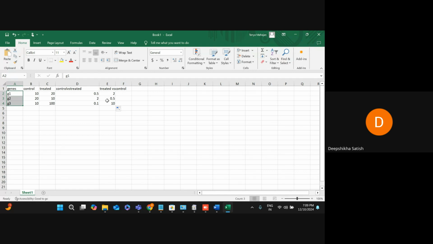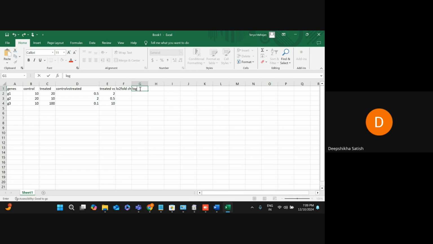But what if you are having 1,000 genes or maybe more than that? It's a very tedious task to do manually, right? And you cannot tell by looking at this data which are upregulated and downregulated. So one method they have applied is the log2 fold change. So I will tell you why. Let me just write, this is for the control versus treated.